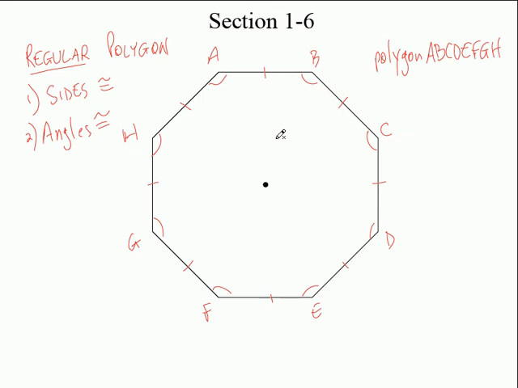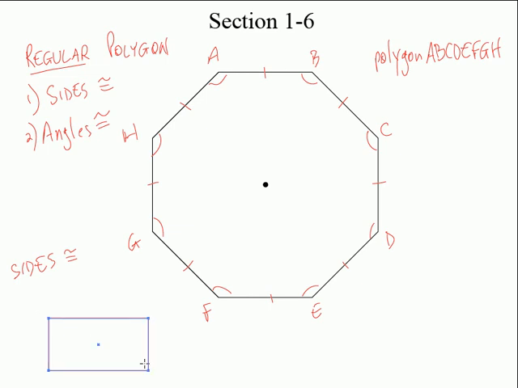Let's see what else we got. Let's talk about this. Now this is drawn so all the angles are equal, but what if just all the sides were equal and not the angles? What if all the sides were equal to each other, or congruent to each other, and not necessarily the angles? I don't have one of those drawn for you, but just use your imagination. Tell you what, I will draw one real quick.